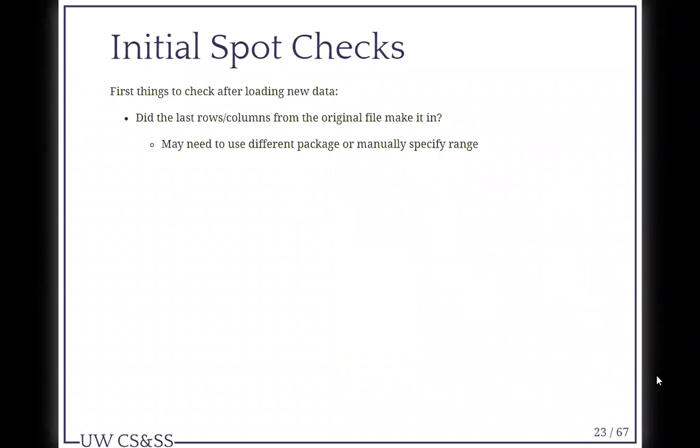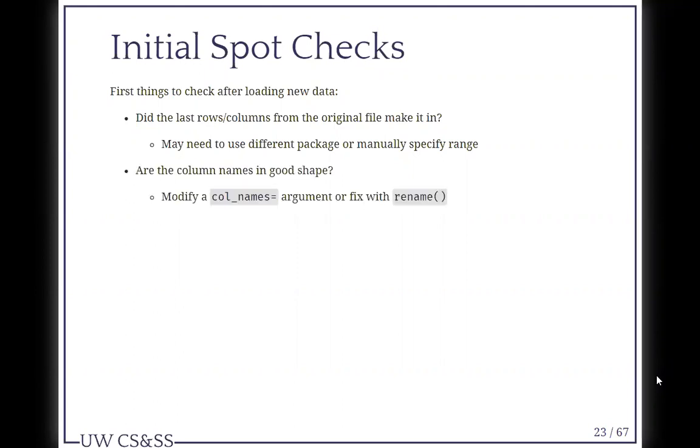Note you may need to use a different package or manually specify the range with which you're going to load in the data. I had a data set that was like this recently. It was the historical info group business data, and I couldn't get to the bottom of the data set, so I had to specify that the reader skip the first, I don't know, 100,000 rows and only grab the ones after that so that I could verify that they were coming in correctly.